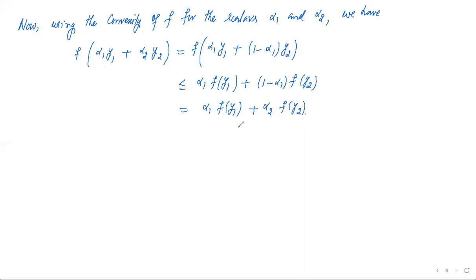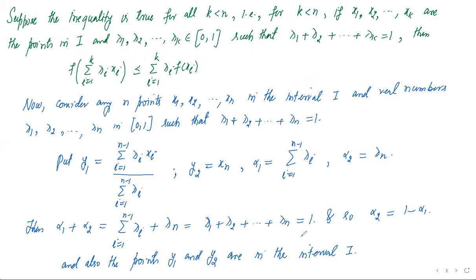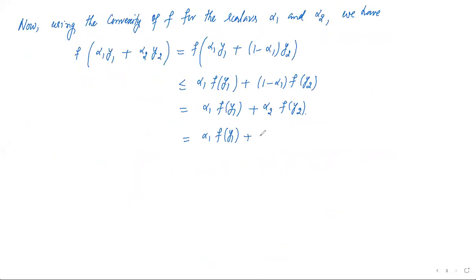Now again here we can use the values of alpha 2 and y2. So this can also be written as alpha 1 f of y1 plus, now alpha 2 is equal to lambda n and y2 is equal to xn. So this is lambda n f of xn.